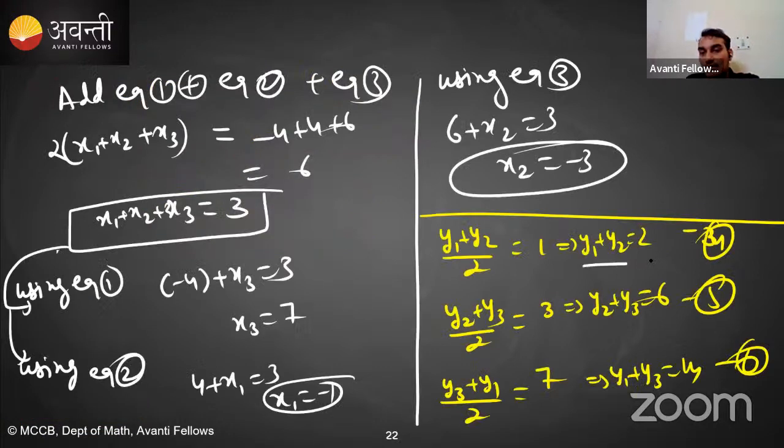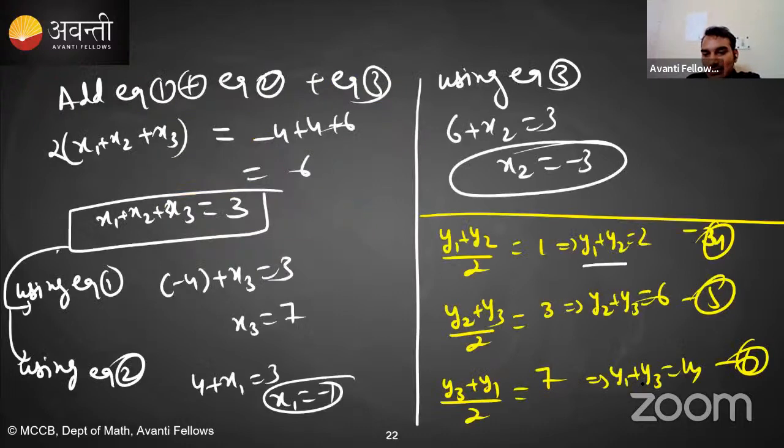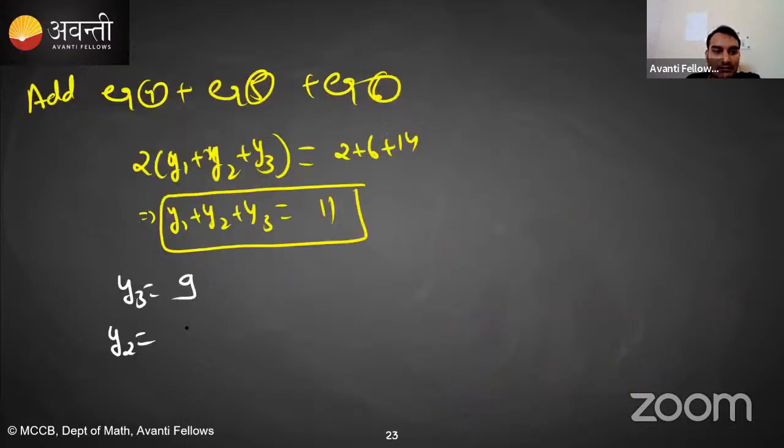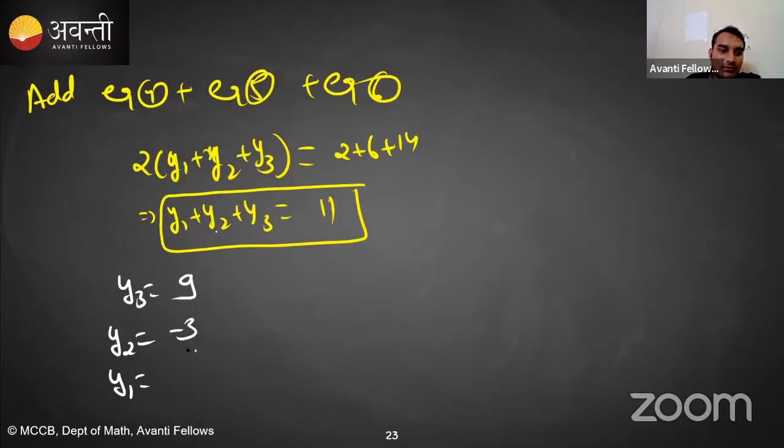See, equation 4 says y1 plus y2 is 2, so putting that in, y3 comes out to be 9. Similarly for y2, y1 plus y3 is 14, so y2 you will get is minus 3. Similarly for y1, you use y2 plus y3, which is 6, so y1 is 5. Clear?